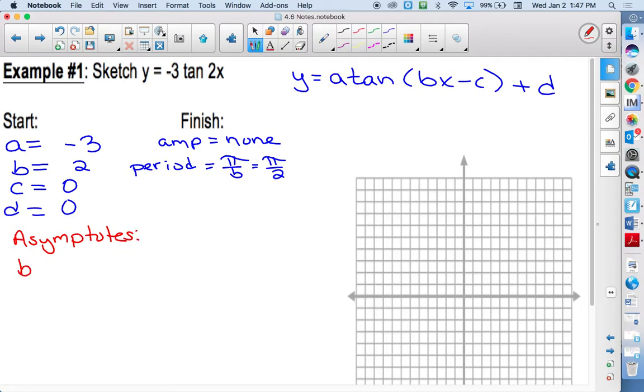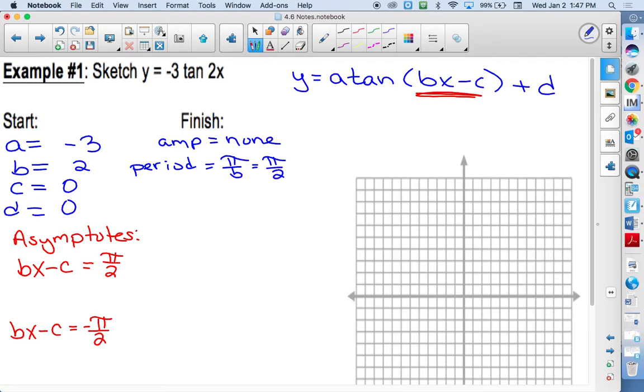We're taking the bx minus c part, whatever is after the tangent. And we're going to set that equal to where the original asymptotes are supposed to be for tangent. And that's all the pi over 2 values. So pi over 2 and negative pi over 2. You could also set it equal to 3 pi over 2 or negative 3 pi over 2. So these are the original asymptotes for tangent.